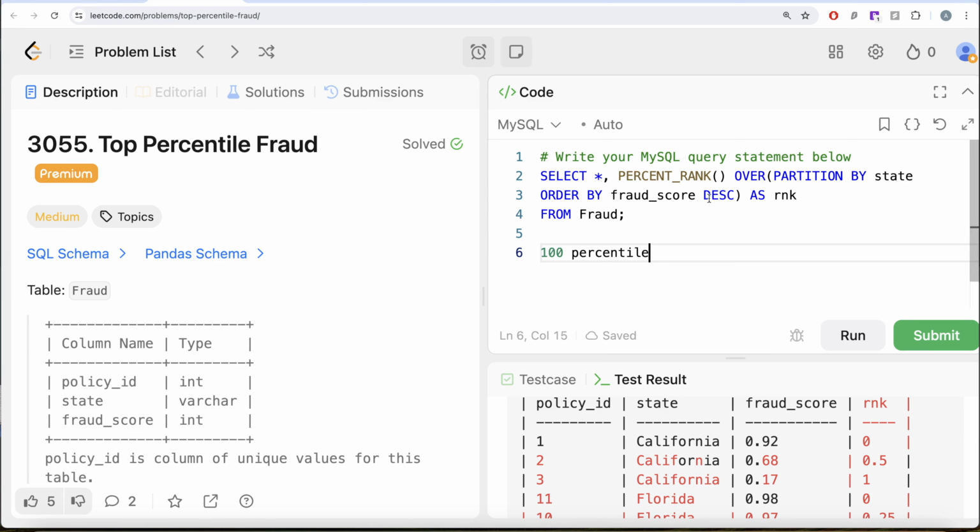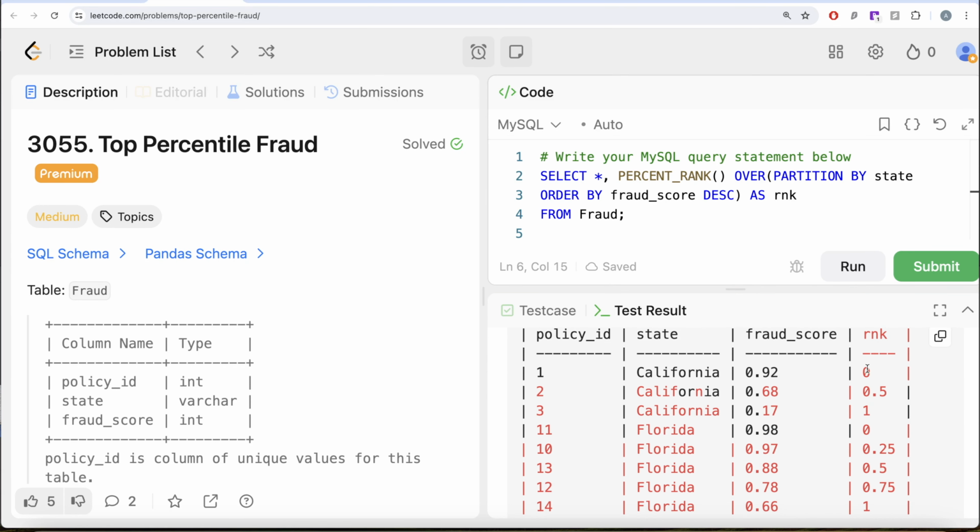Why? Because we are ordering by fraud score in decreasing manner, so you are 100 percentile, as no one is above you, and you can see that 0.92 is the highest score. Now this is 0.5. Why? Because one person has scored above you and one below you, so you have scored more than only 50% of the people. That is why it is 0.5, and here it is 1. That means you are at the 0th percentile. You have scored more than no one. That is why these ranks are being assigned. You see these scores are being assigned relative ranks, and that is what percentile rank does.